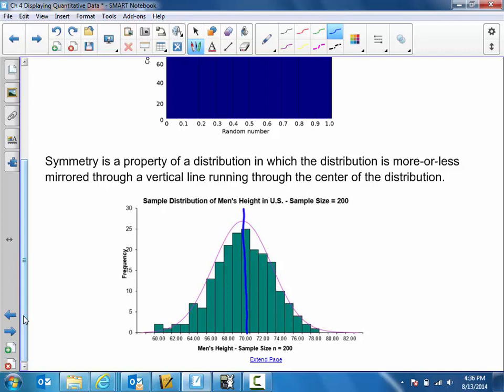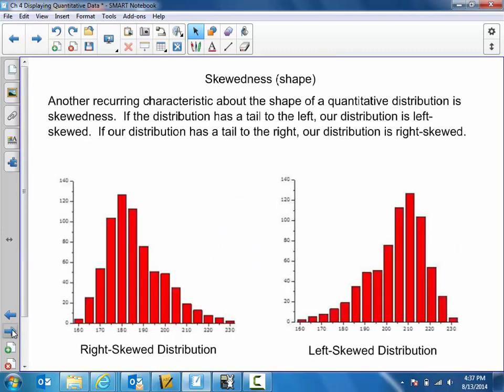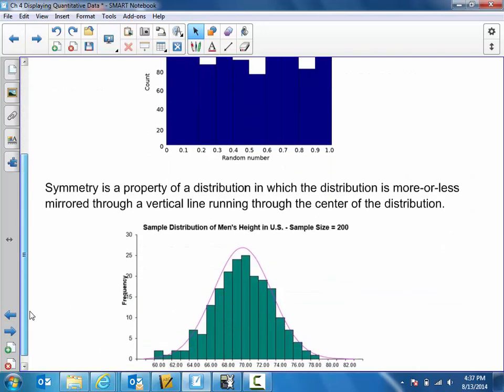Symmetry is just what you would expect it to be. If you cut a line down the center, is the shape of the data more or less the same on either side? Is it mirrored? In this case, yes, absolutely. So we would say that this is a symmetric distribution. You might see the word asymmetric come up, which would just be that it's not symmetric. It's just a fancy way of saying not a symmetric distribution of the quantitative data.